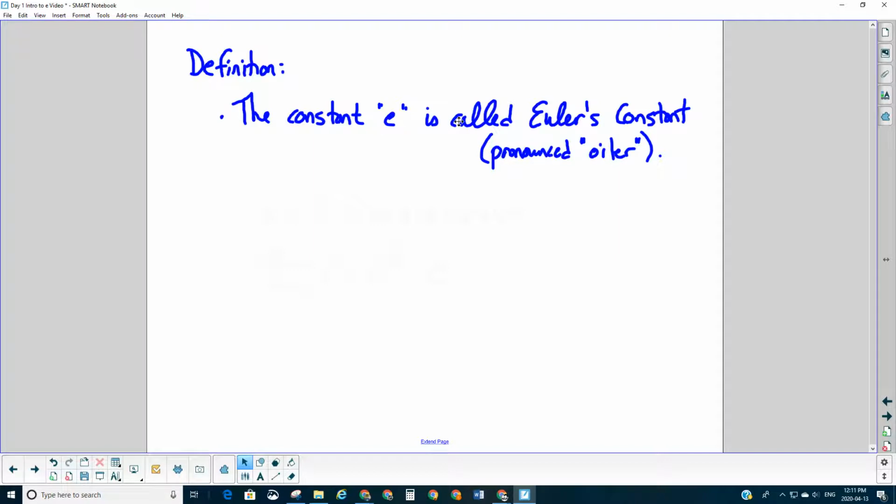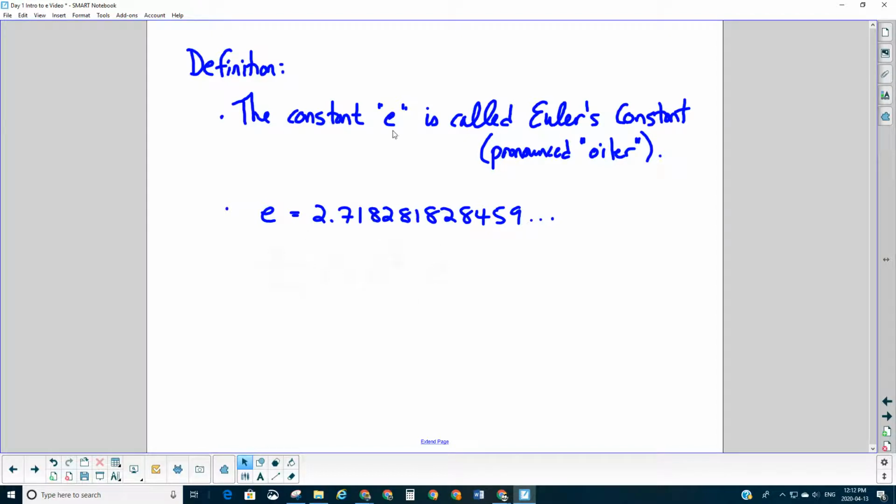It's called Euler's constant. It's pronounced Euler. It's named after a mathematician, Euler, who discovered it. Euler's constant is a non-terminating, non-repeating decimal that goes on forever and ever. But we can approximate it to about 2.718, which is the common number that we use. Just like pi is 3.14, well, we have a new one called e, which is 2.718.